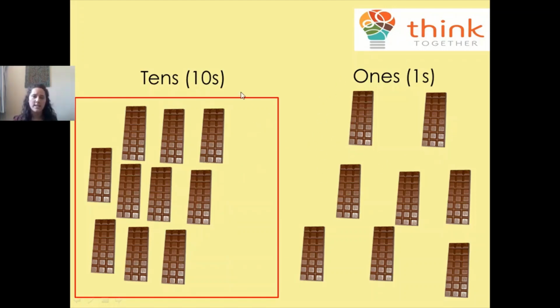There's one group of 10 here, and I want to know how many ones are left. Do you think you can help me count on to find out how many there is in total? Remember, when we count, we're going to start from 10 because we know there is one group of 10 here. Are you ready? 10, 11, 12, 13, 14, 15, 16, 17, 18. There were 18 bars of chocolate.